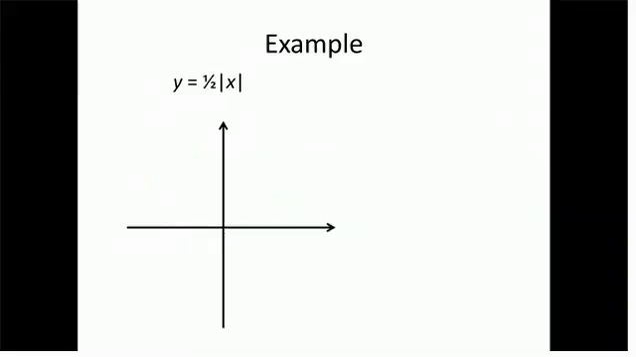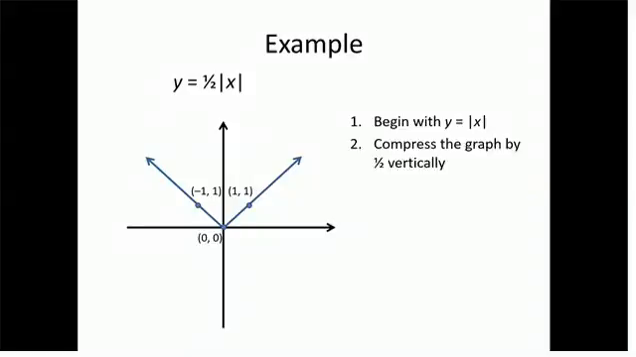Let's look at another example. In this case, we have y is equal to 1/2 the absolute value of x. So again, we have the same library function as in the previous example, y is equal to the absolute value of x, and we know how to graph that. We see that we're multiplying outside of the library function times 1/2. Since 1/2 is between 0 and 1, this is going to result in a vertical compression of 1/2. So we're actually going to compress the graph, and it's going to get compressed towards the x-axis and flatten out.